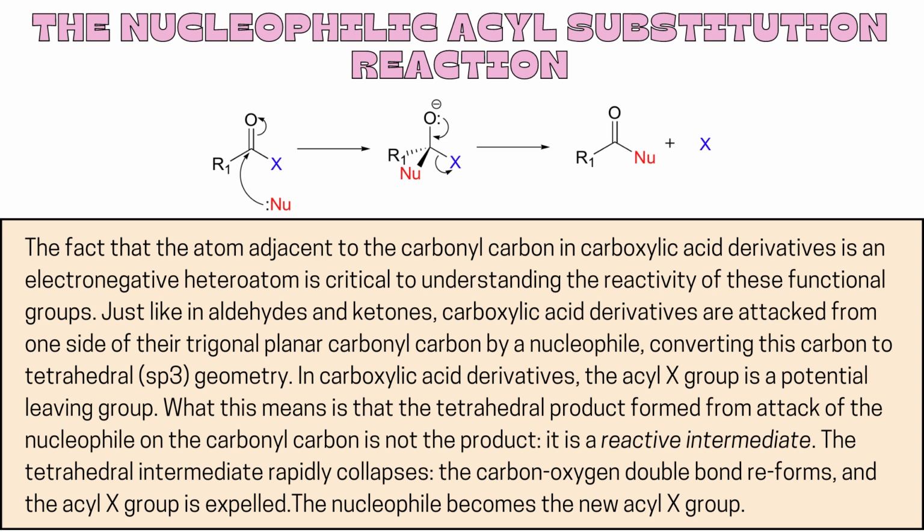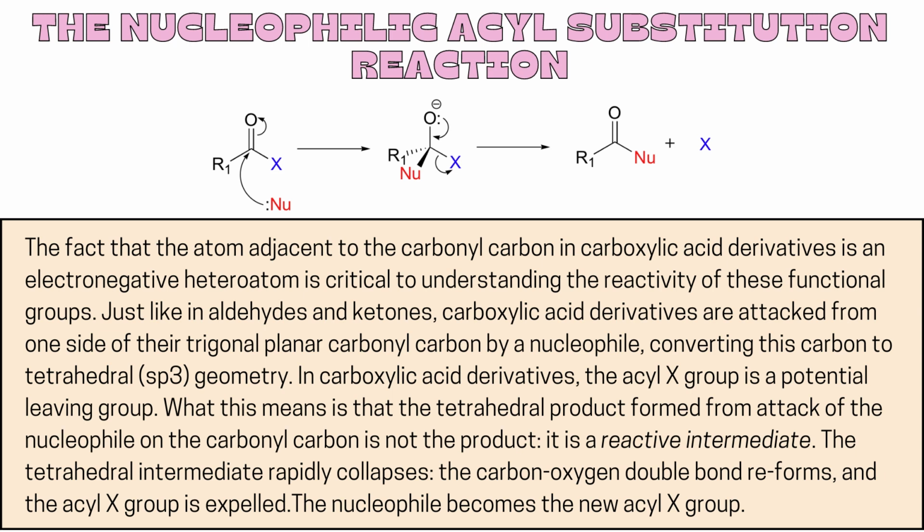If a nucleophile attacks the carbonyl carbon, it will have a tetrahedral geometry. And in a carboxylic acid derivative, the acyl X group is a potential leaving group. So as you can see, when it gains tetrahedral geometry, the acyl X group, which is attached to the carbonyl carbon, will leave, and in place of that X, we'll have the nucleophile. So this means that the tetrahedral product formed from attack of the nucleophile on the carbonyl carbon is not the final product. It is the reactive intermediate.